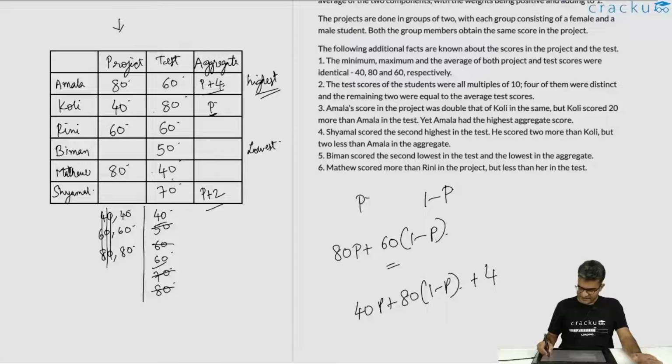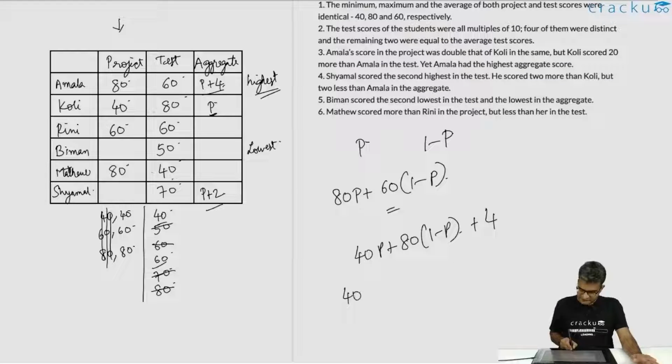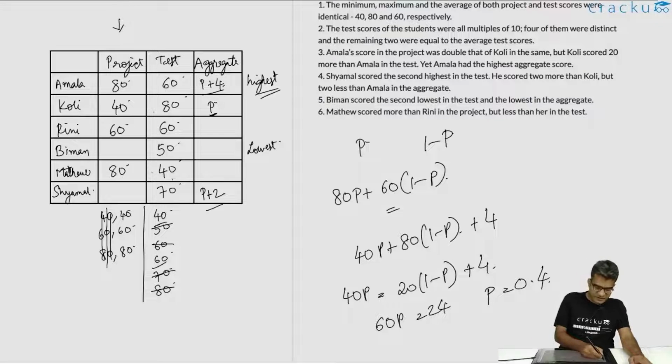You can simplify this as 40P is equal to 20 into 1 minus P plus 4. Or this would imply that 60P is equal to 24, or the value of P is equal to 0.4. So the coefficient of the project will be 0.4 and the coefficient of the test is 0.6.